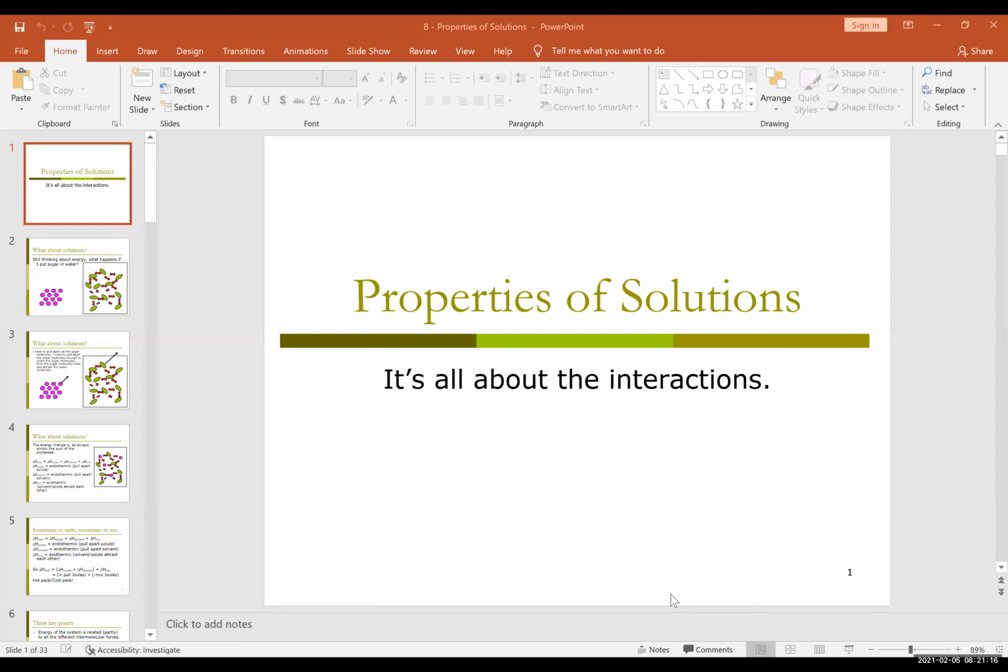Most of the chemistry I do tends to be either in the liquid or the gas phase because solids are hard to stir, right? And that is something of a temperature phenomenon.